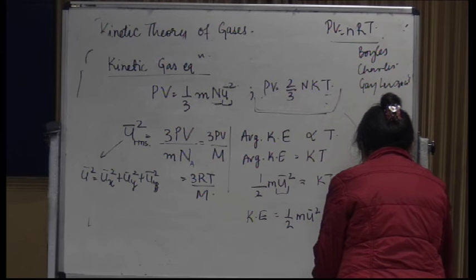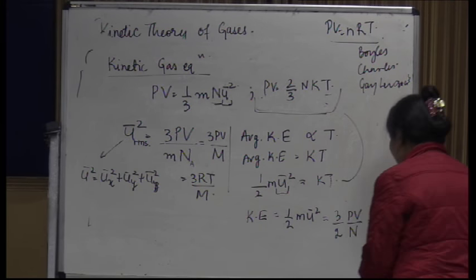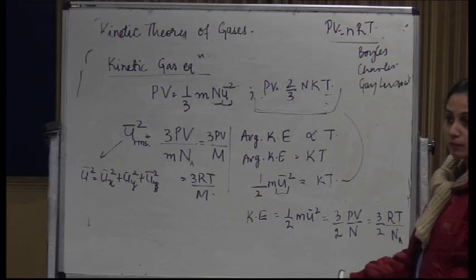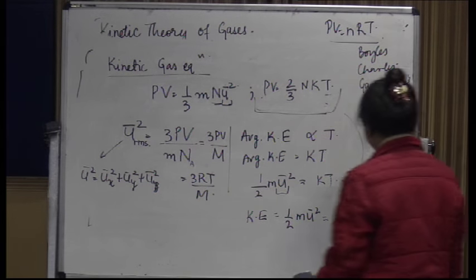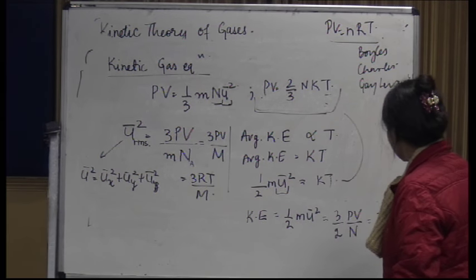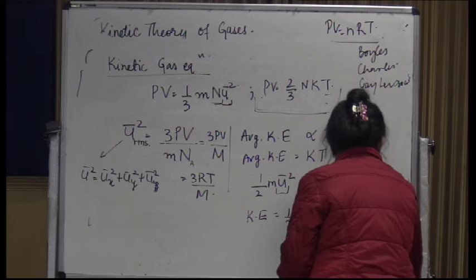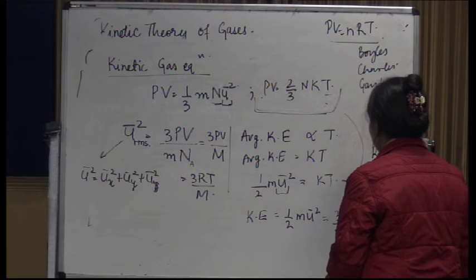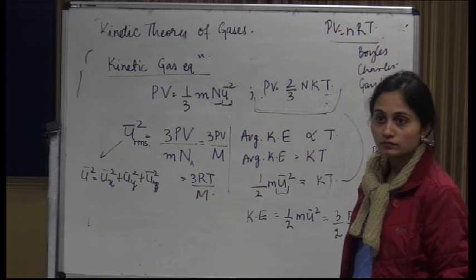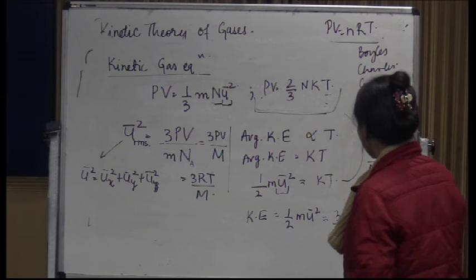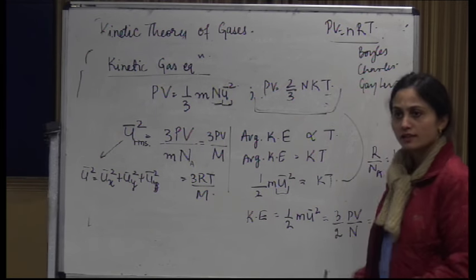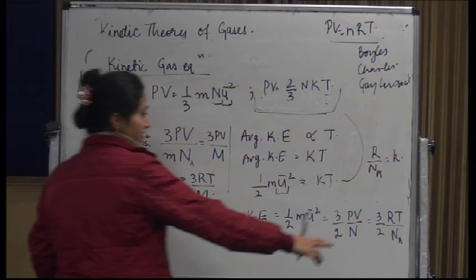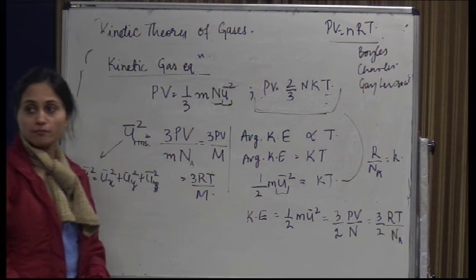2 RT by Na. If I am taking the number of moles to be equal to 1, your n becomes automatically Na. And you know that R by Na is nothing but your Boltzmann constant. So it can also be written as 3 by 2 kT. From where you get that the average kinetic energy is directly proportional to temperature. So you have back calculated it also.